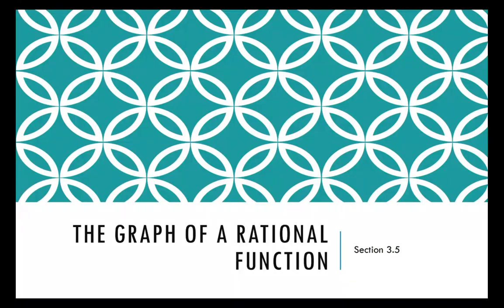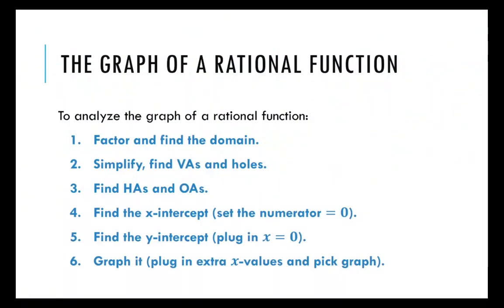Section 3.5, the graph of rational functions. So the graph of a rational function, how should we approach it? Well, here's the deal. We should factor everything and we should figure out the domain. Now remember that the domain is going to come from the denominator initially. But once we simplify, then we're going to get vertical asymptotes and holes from the domain and what simplifies.